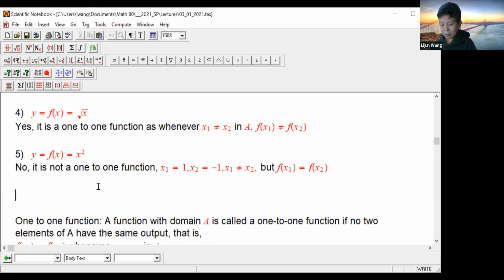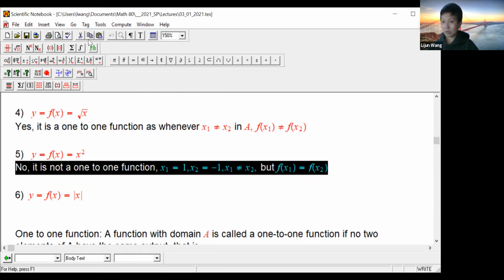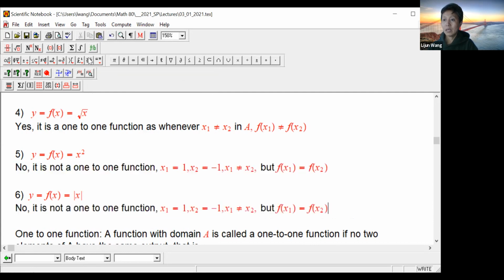Last but not least, the absolute value function. I'm going a little fast here because I want to wrap this up. If you have any questions, and of course you're going to have a quiz about this entire thing we did today. For the same reason, number 5 and number 6 are not one-to-one functions. Why? Because you have at least one pair of different inputs with the same output. You only need one counterexample.